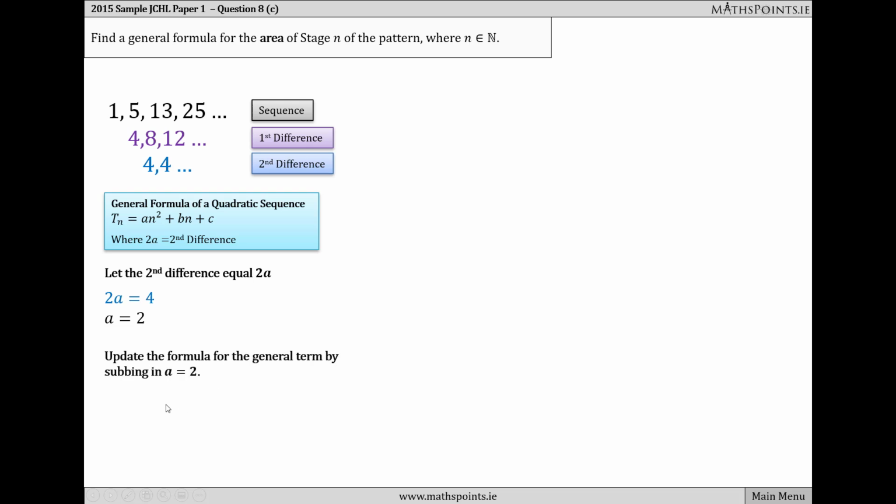So we update our formula. Our formula was an squared plus bn plus c, and now we know a is 2. Our formula that we can use going forward is 2n squared plus bn plus c. So the question becomes, how do we go and find b and c?